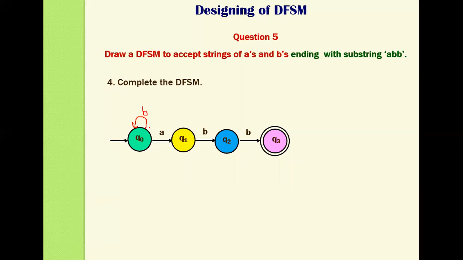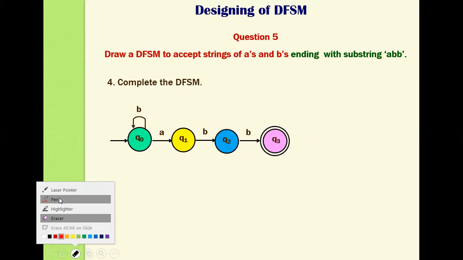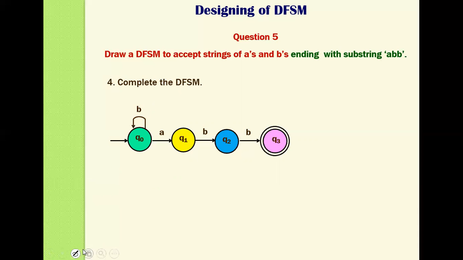It doesn't mind having any number of B's at the beginning. So I can have it as a self loop. Yeah, I can have it as a self loop now. Okay, so the next one. What is the next one?